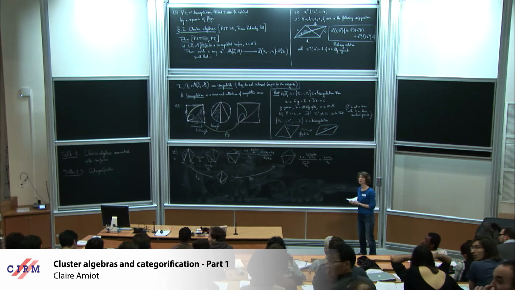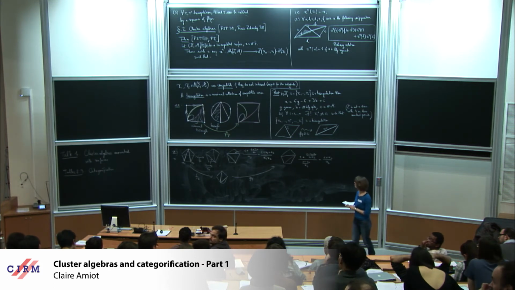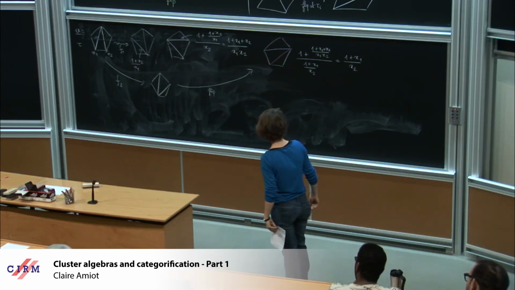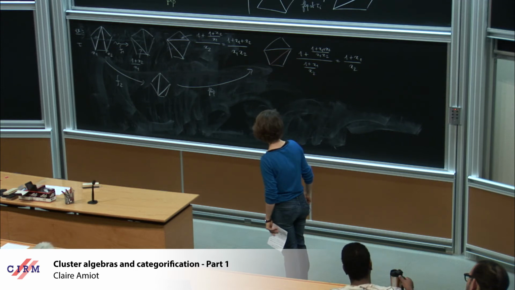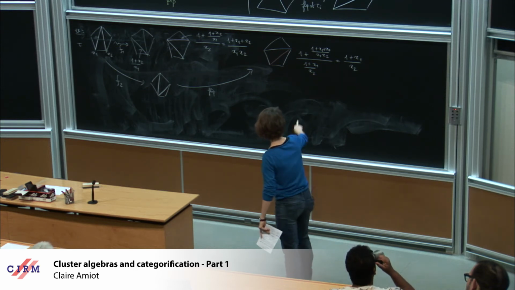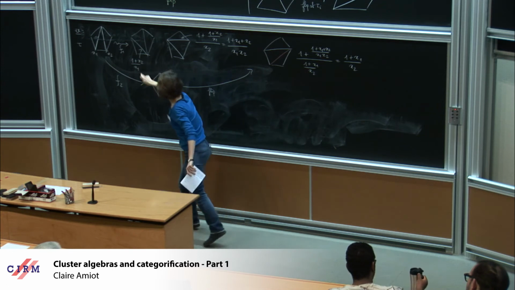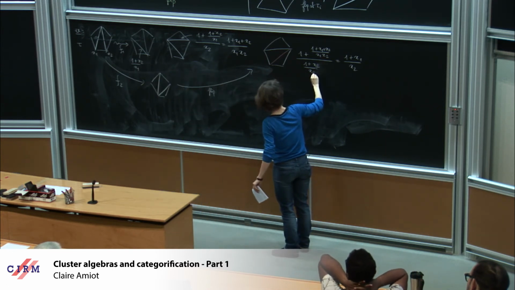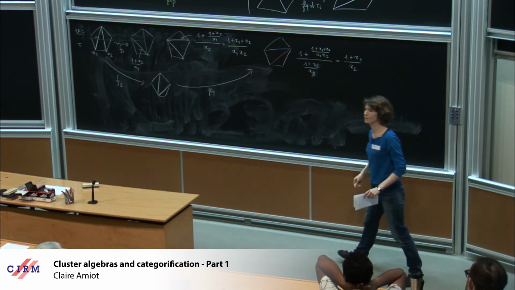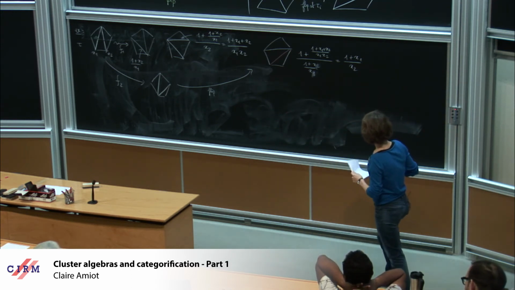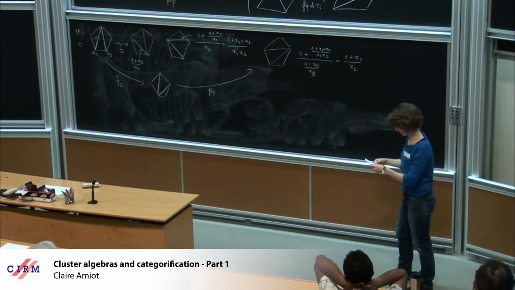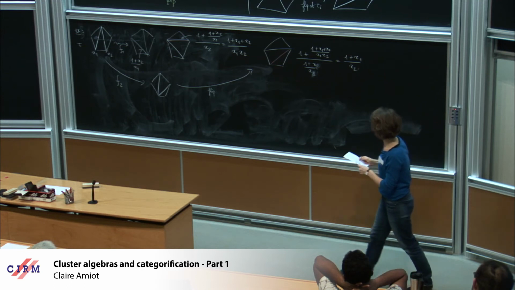I think 1 and 2 are swapped in the denominator and in the fraction. So you must divide by 1 plus x2 over x1. Oh, right, I should divide by this one. You're right, thank you. But this is correct, you get the other one.